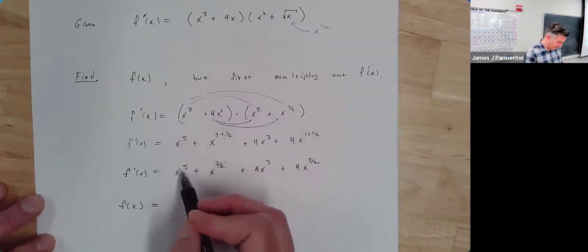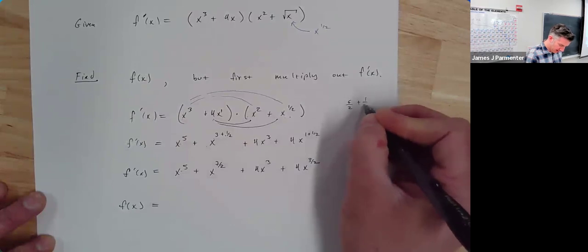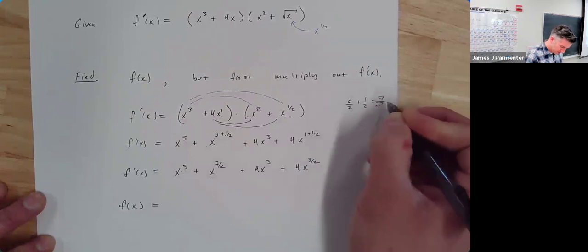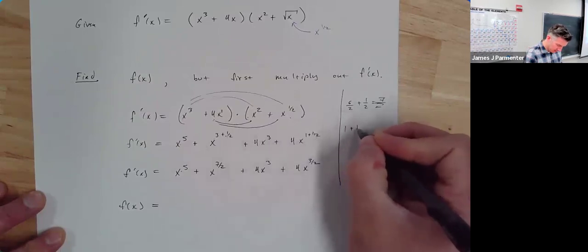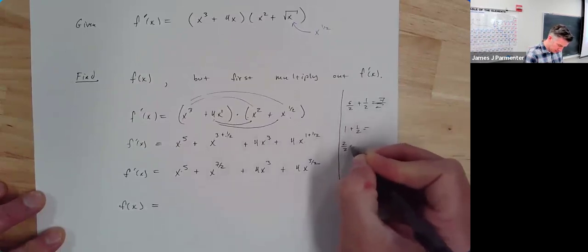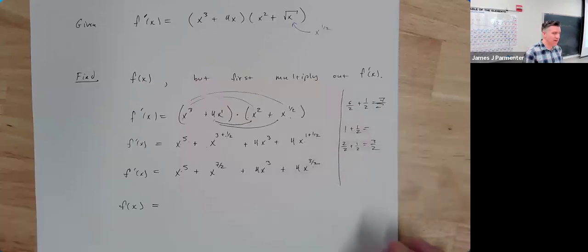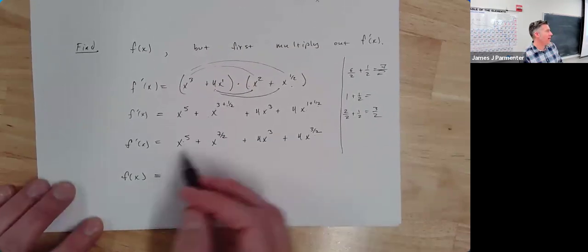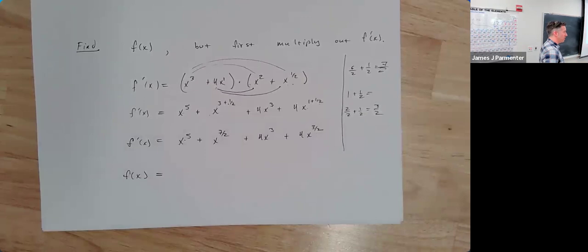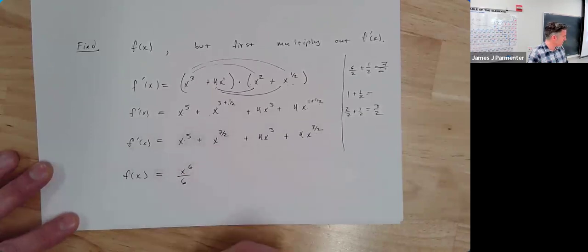x to the fifth is still x to the fifth. 3 plus 1/2 is really 6/2 plus 1/2, which is 7/2. And similarly here, 1 plus 1/2 is really 2/2 plus 1/2, which is 3/2. And then we're ready to anti-differentiate. So for each of these x to a power, we're just going to add 1 to the power and divide by the new power. So for the antiderivative of x to the fifth, we're going to get x to the sixth divided by 6.